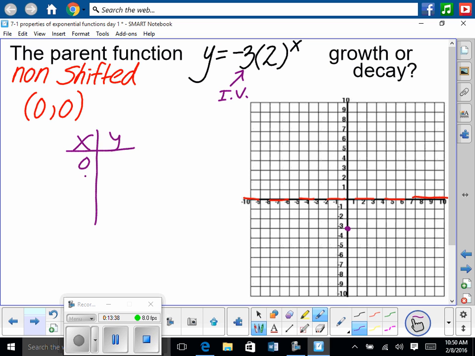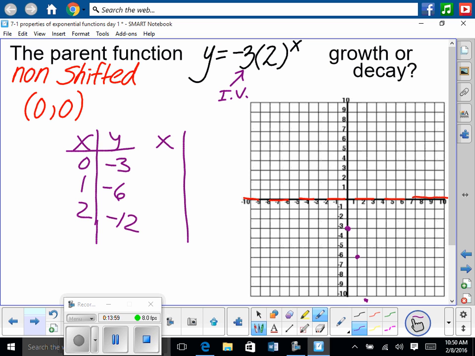Now let's plug in 1 and 2. Go. Plug it in. You got -6. Did anybody else get that? So we're going over 1 down to -6. And then what else? -12. So it's off my graph, somewhere clear down here. Now let's plug some negatives in.